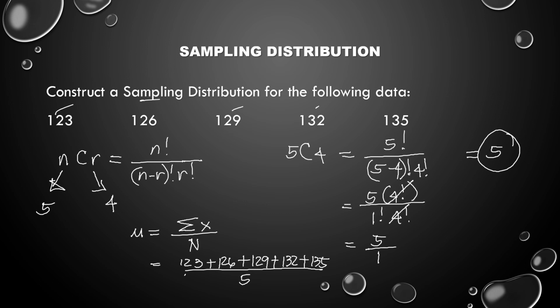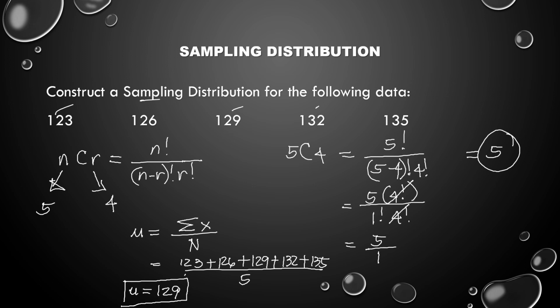We have our population mean as 129. Or the average of your population is 129. Now again, if you go back to the topic on parameter and statistic, we have this one as the parameter, the 129.